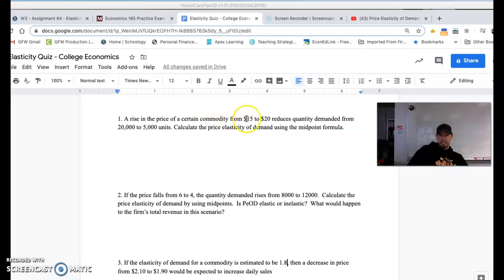So any commodity that's going from $15 to $20 is going to reduce the quantity demanded from 20,000 to 5,000 units. And we need to calculate the price elasticity using that midpoint formula. Again, that's going to allow us to see the same elasticity value, the same responsiveness value, whether we're going from 15 up to 20 or from 20 down to 15. We're taking the average of that.